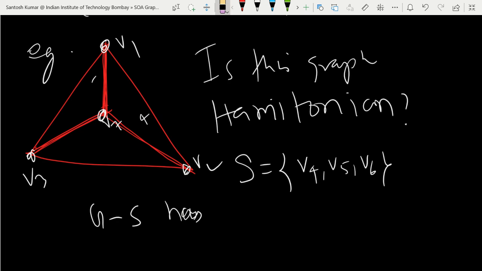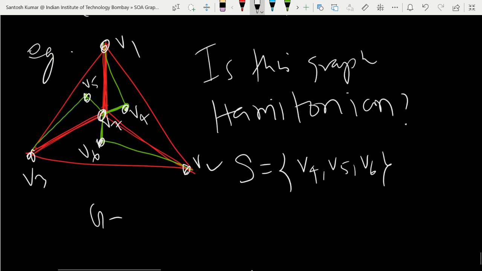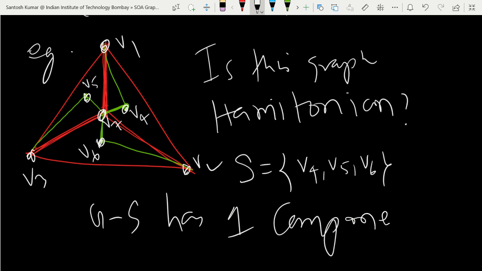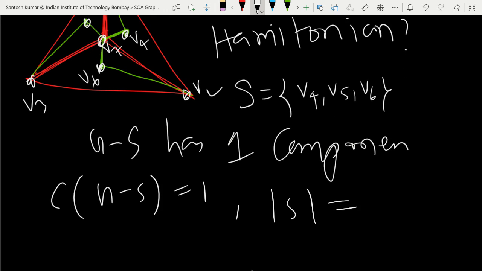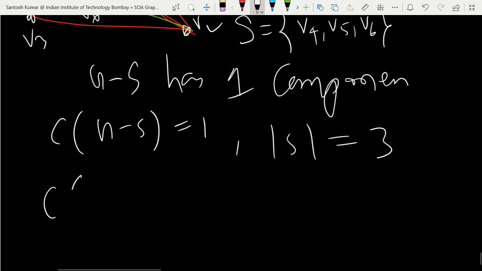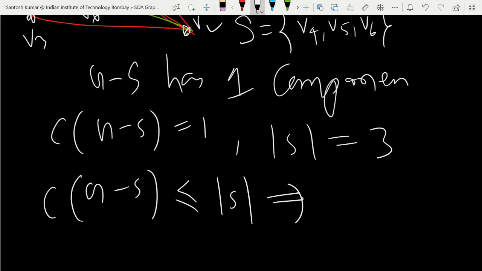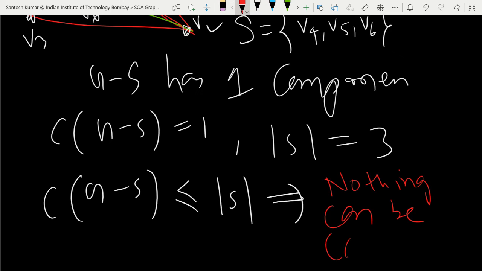One. It's just one. It is a connected graph, that's why it is one. So G minus S has one component. The number of components in G minus S is 1, but the cardinality of set S we took is 3. So G minus S is less than or equal to mod S. This condition was necessary, not sufficient, so nothing can be concluded.